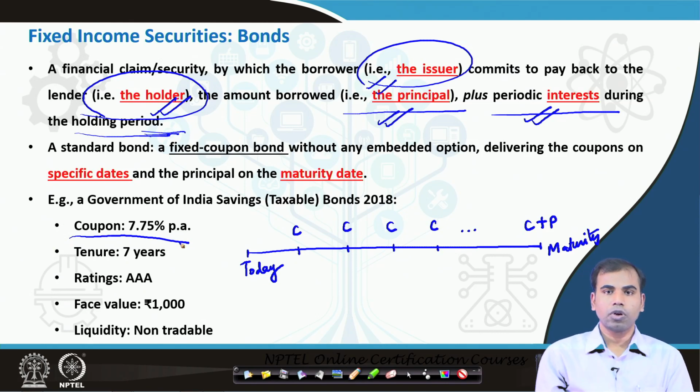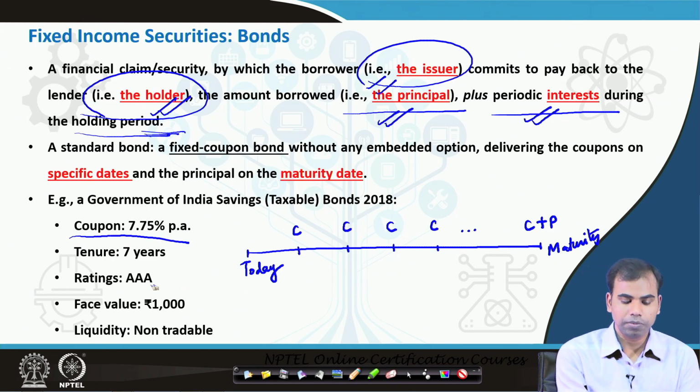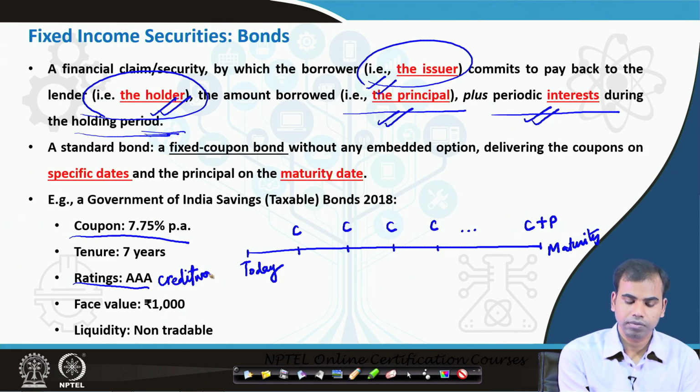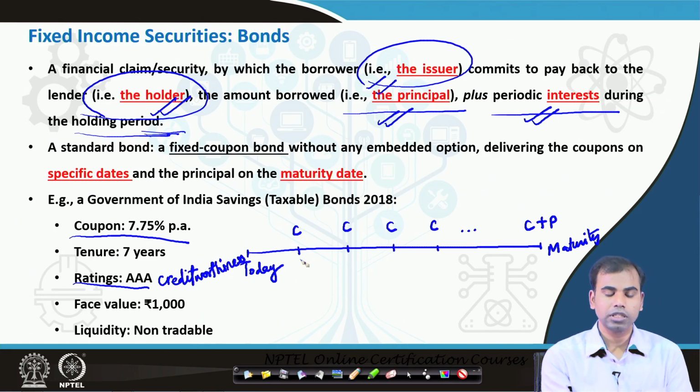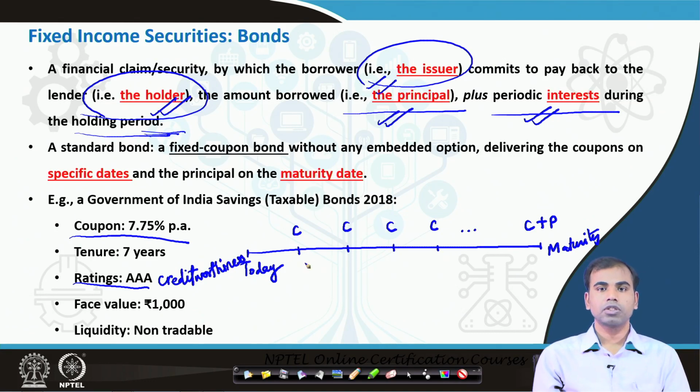The rating of the bond, which is basically the credit rating or credit worthiness of the bond, is AAA, given by certain credit rating agencies. So, this basically indicates the credit worthiness of the bond, which is basically associated with the credit worthiness of the issuer as well.